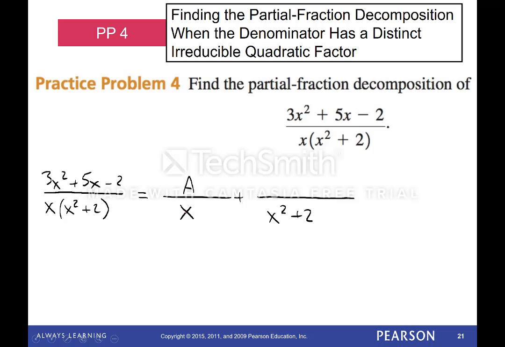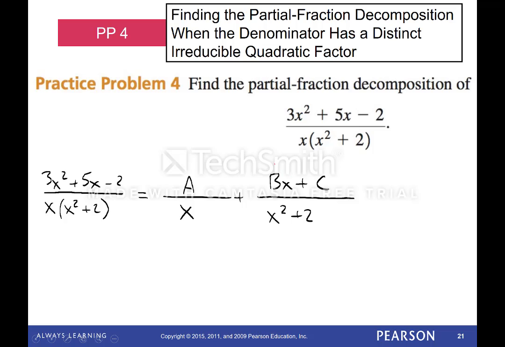If this is a proper fraction, x for the a over x, that is a degree 1 polynomial, so therefore on top it should be a degree 0 polynomial or a constant term. Here, x squared plus 2, that's a degree 2, so on top it could possibly be a degree 1 polynomial here. How do we express it?